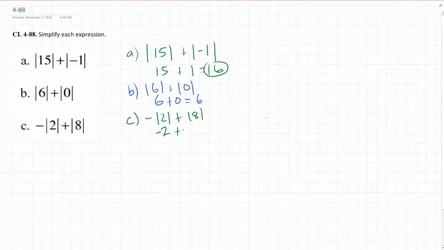So we have -2 plus the absolute value of 8, which is just 8. So if we start at -2 on the number line, we have to go to the right, because it's a plus, we're going to the right 8 times. We'll end up at 6. So that's 4-88.